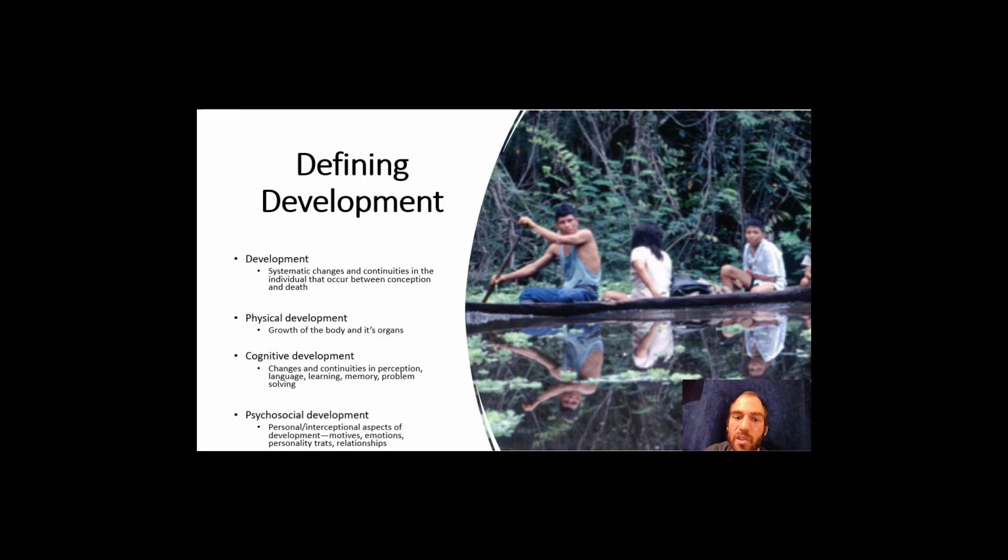Defining the three types of development, which you can see on the screen. Physical development is the growth of the body and its organs. Cognitive development is changes and continuities in perception, language, learning, memory, problem solving. And psychosocial development is personal and interpersonal aspects of development: motives, emotions, personality traits, relationships.